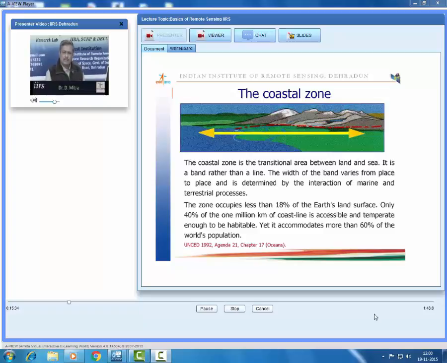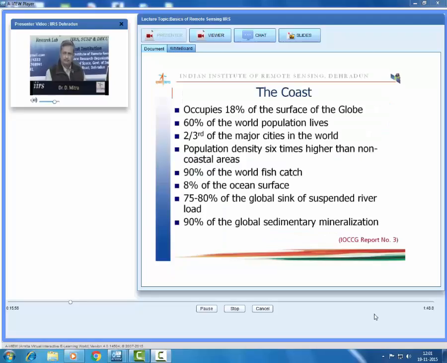That implies that density of the population is tremendously high in the coastal area. And as you are all aware, if density of population is very high, definitely there is pressure on the coastal resources, because human beings will be living in those areas and they want the resources for their daily livelihood. So the pressure on the coastal resources will also be tremendously high.